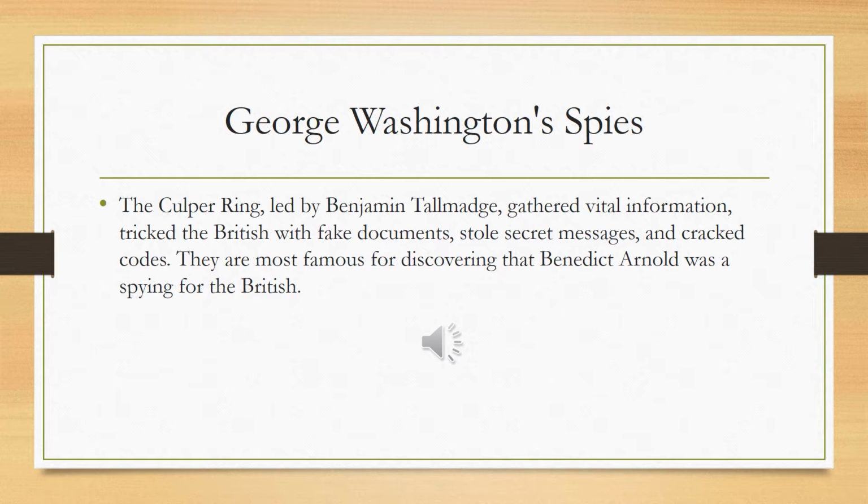So one of the most famous examples of how ciphers and codes were used in history is during the American Revolution. George Washington needed to know what the British were up to. He tasked Benjamin Tallmadge with this. Tallmadge forms the Culper spy ring. The Culper spy ring is mostly well known for bringing down Benedict Arnold.